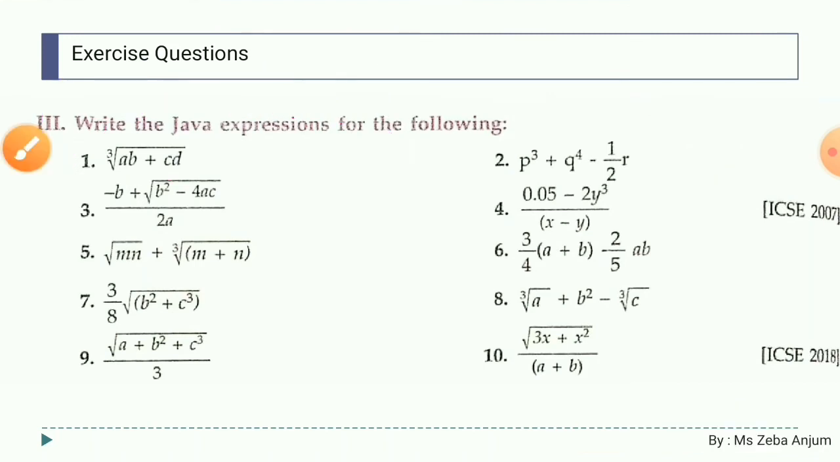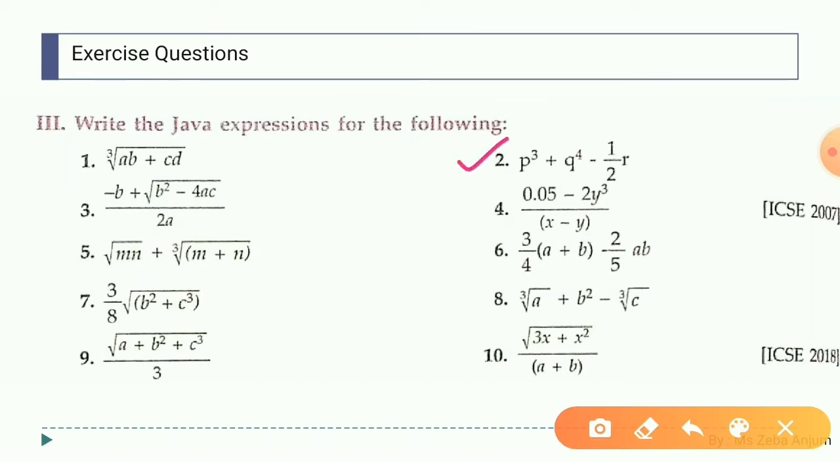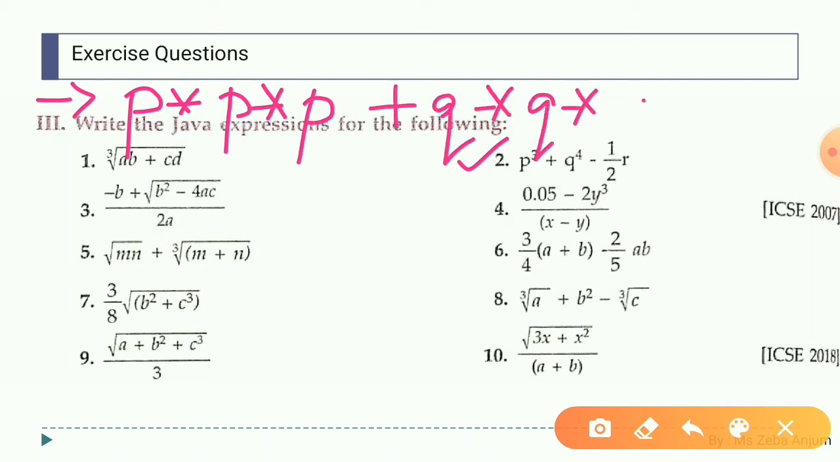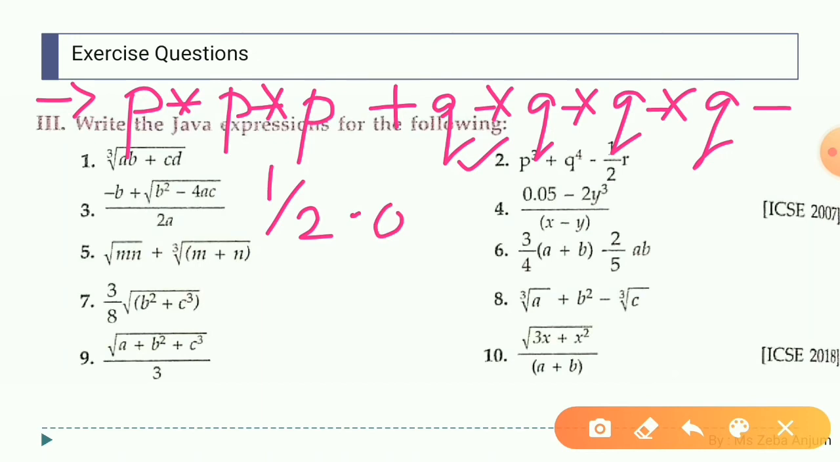Now see the second one, you are having p cube plus q to the power 4 minus 1 upon 2r. You can write this expression by using the Math.pow function, or you can write it directly also. If you are going to write it directly, then you have to write something like this: p into p into p plus q into q into q into q, 4 times, minus 1 divided by 2.0. Whenever you are writing this dividing sign, it is better to write it as point 0, then multiply this thing with your r. So this will be the answer.